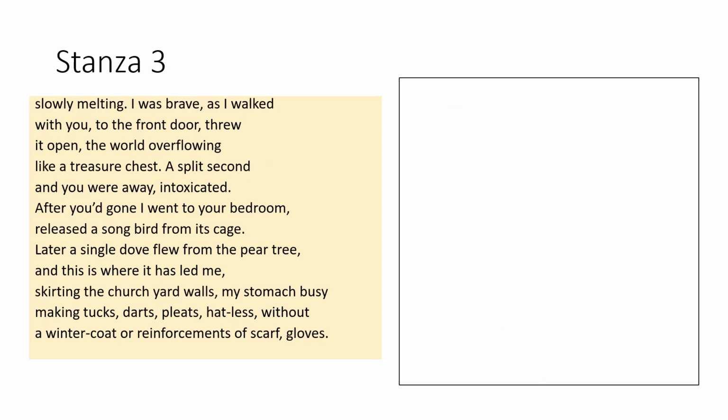So when we move on to stanza 3, slowly melting, I was brave as I walked with you to the front door, threw it open, the world overflowing like a treasure chest. A split second and you were away, intoxicated. After you had gone, I went to your bedroom, released a songbird from its cage. Later, a single dove flew from the pear tree, and this is where it has led me, skirting the churchyard walls, my stomach busy making tucks, darts, pleats, hatless without a winter coat or reinforcement of scarf, gloves.